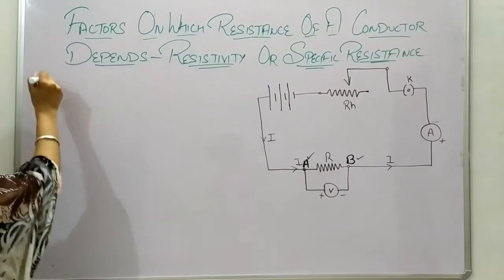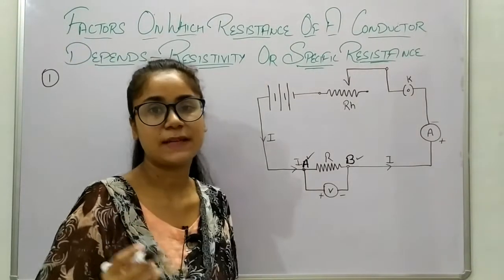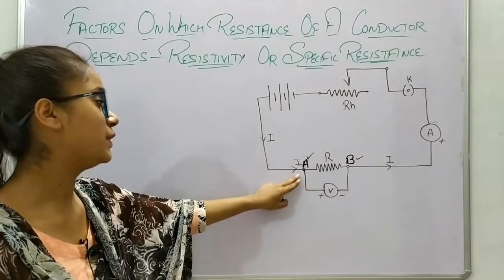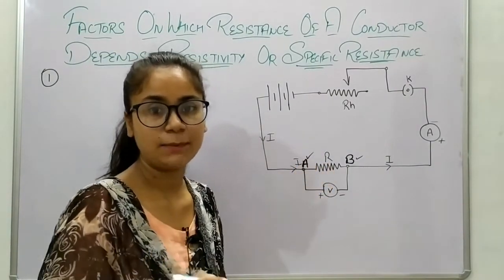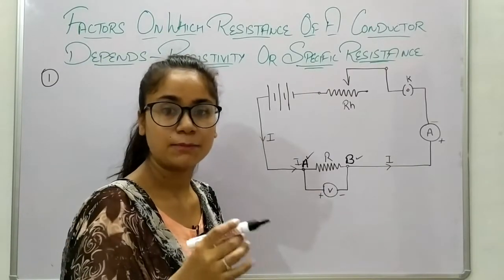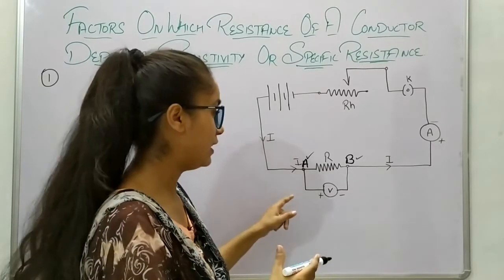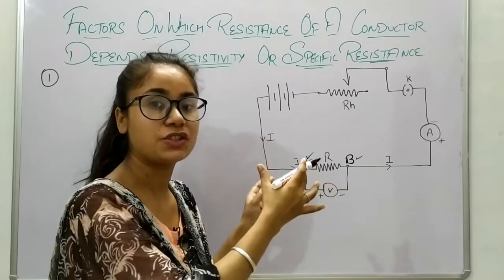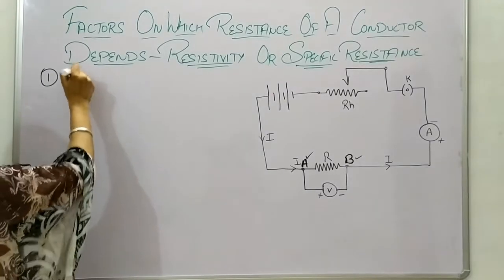Okay, let us talk about the first condition to understand the resistivity or specific resistance of a conductor. Let us assume we take this resistance wire AB of the same material, of the same thickness, but double the length of the original one. The length of the one we had studied in the experimental verification of Ohm's law, we will double the length in this.